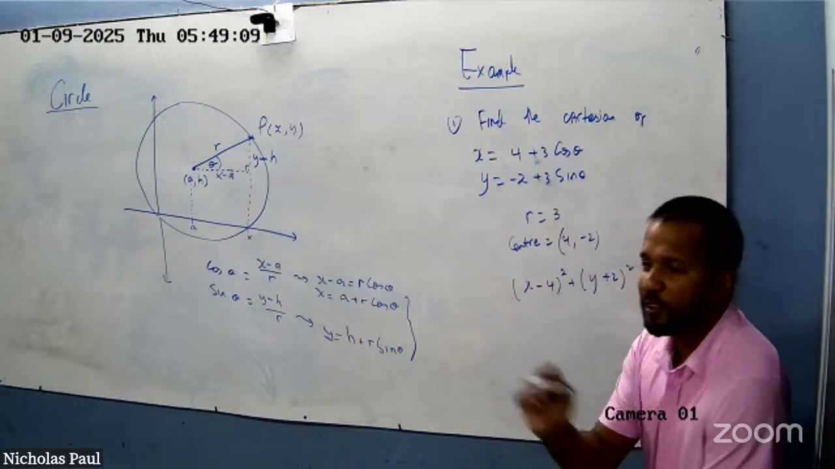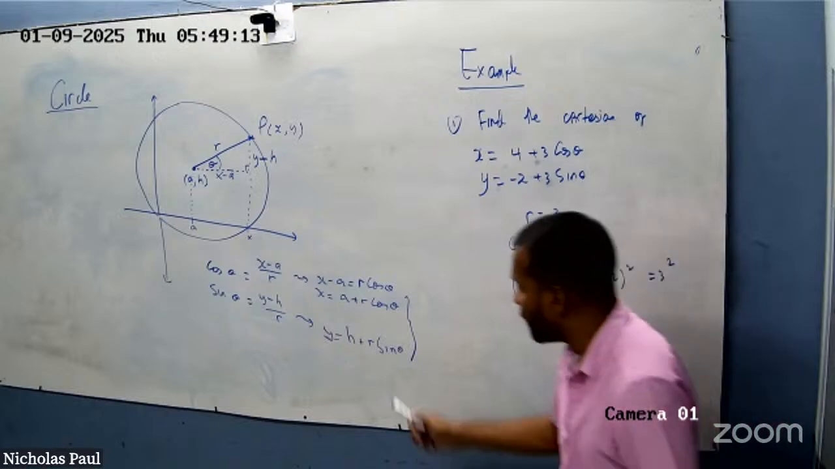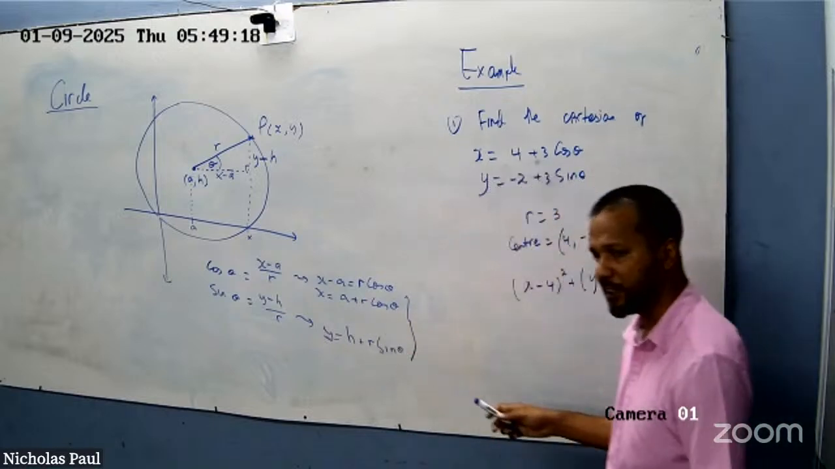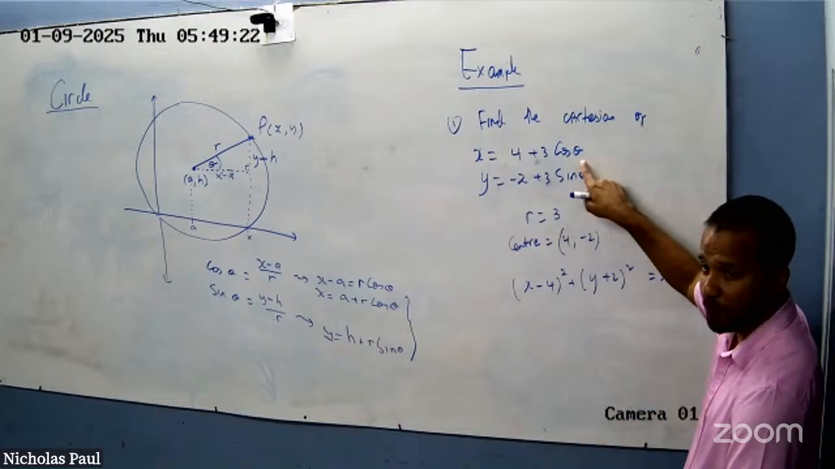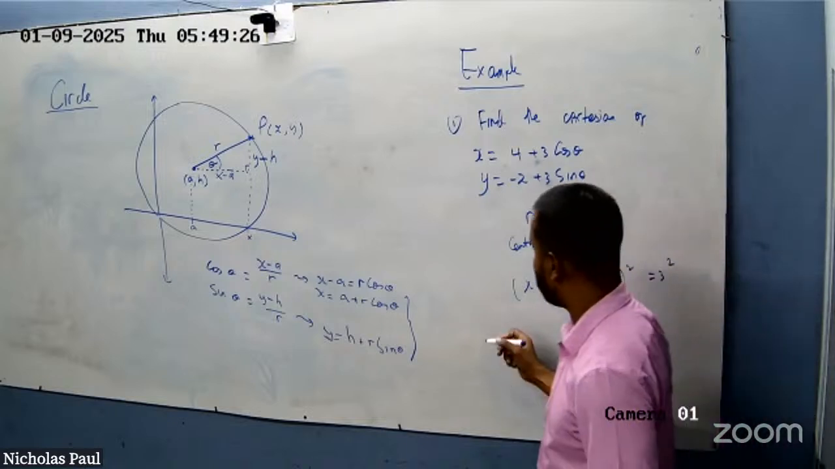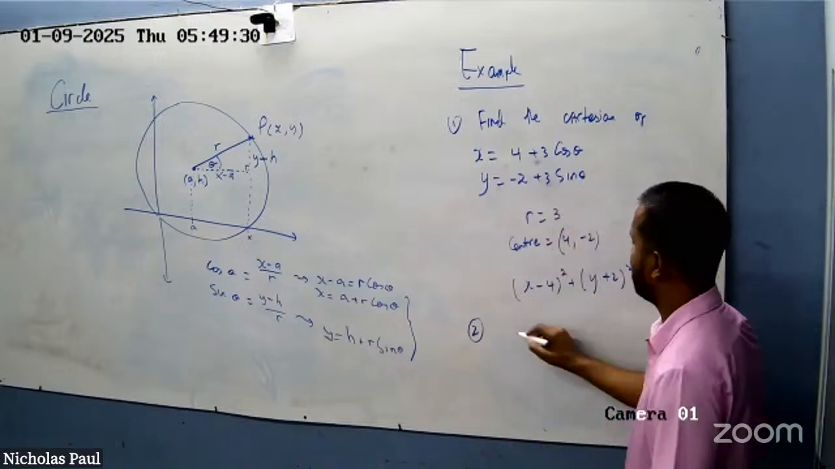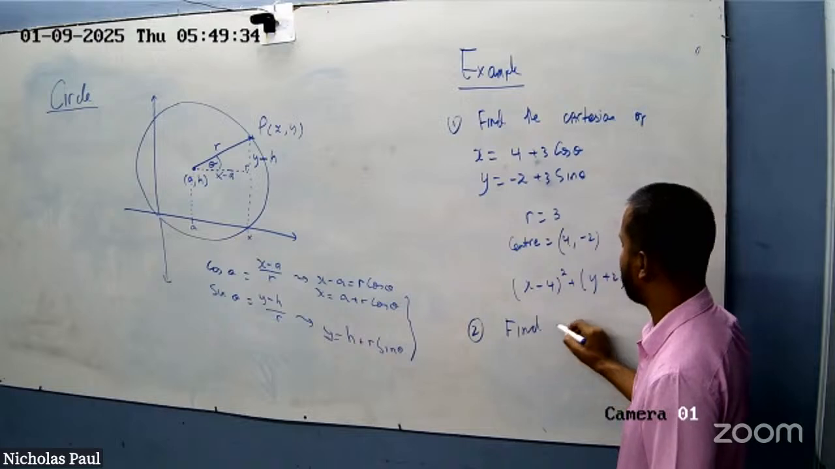But suppose you don't remember it all. What to do, Jacob? Suppose you don't remember this in the exam, but they ask you to find the Cartesian. What would you do? Make cos the subject and sine the subject. Nice. Good job, Jacob. Same thing, find the Cartesian here for now.